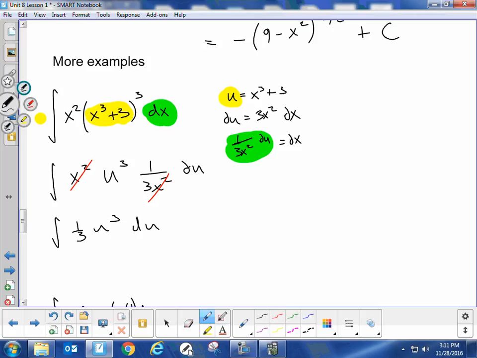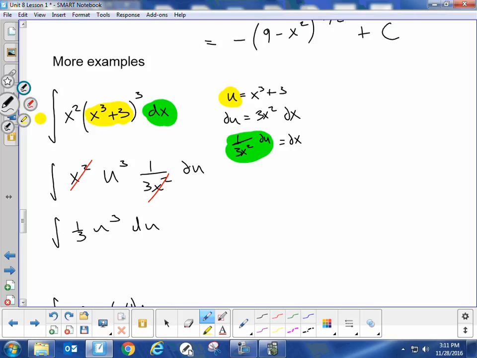Now, what a lot of people do is they miss this next step, and they simplify things, and then they stop here, and then they just plug u back in, and they say the antiderivative is 1/3 x cubed plus 3 cubed. No, we still have to take the antiderivative.